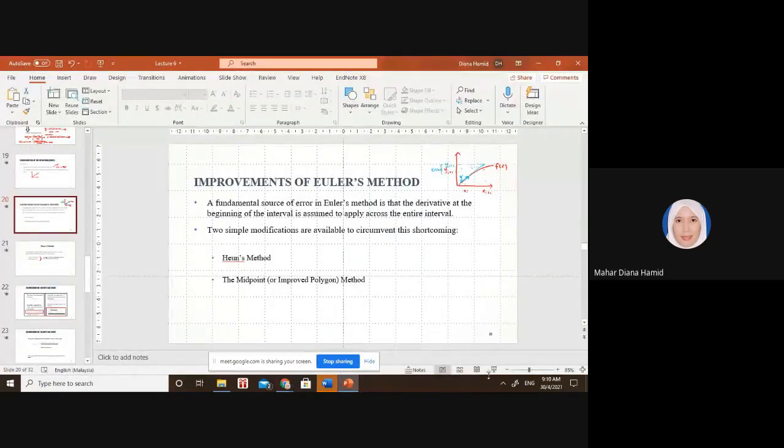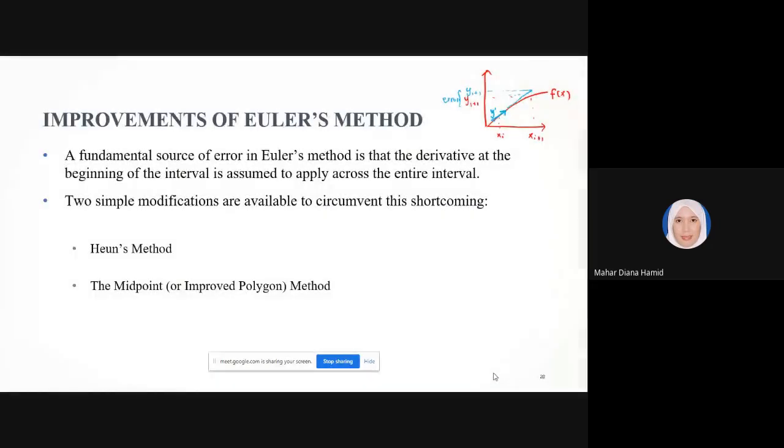So in order for us to improve our answer using the ODE numerical method, the first one would be using Heun's method, and the second one would be the midpoint or improved polygon method. These two are actually derived from Euler's method. That's why we call them improvements of Euler's method.